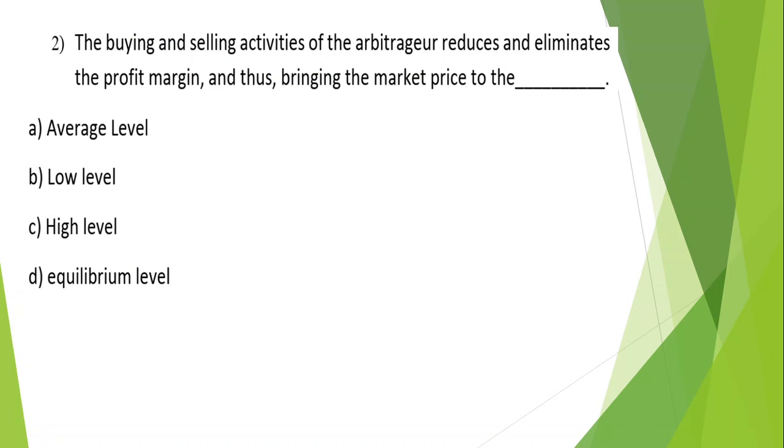Similarly, we have another question. The buying and selling activities of the arbitrager reduce and eliminate the profit margin and thus bring the market price to the dash. Option A, average level. Option B, low level. Option C, high level. Option D, equilibrium level. Any guessing answer? The answer is option D, equilibrium level.